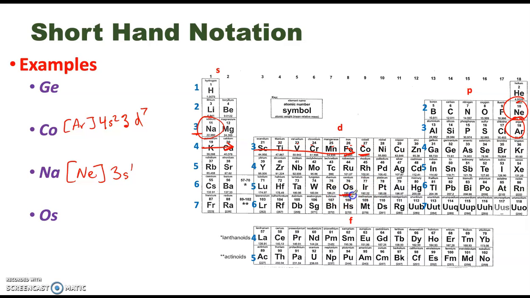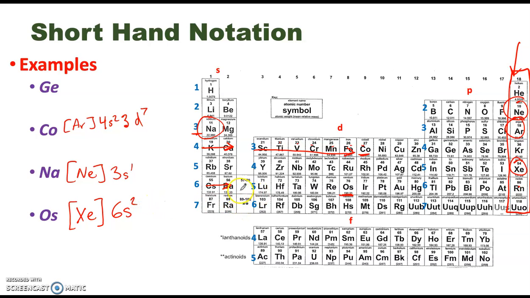Osmium, pause it if you want to stop and do osmium if you haven't yet. It is 76. So I go back; 86 comes after, 54. So xenon is my previous noble gas. Remember, these are your noble gases. Xenon in square brackets. Now from xenon, 54, I go through 55 and 56, which is in the 6s sublevel, 6s2.